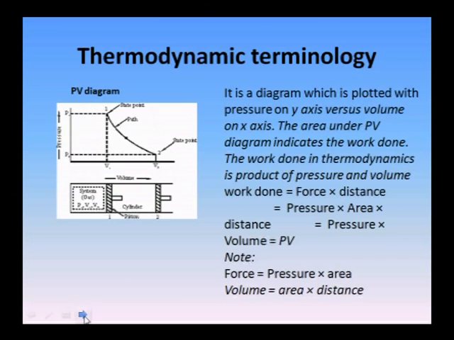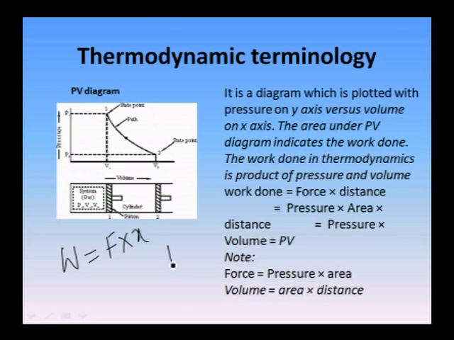Next, if you want to understand the properties of a thermodynamic fluid, it is necessary for us to know the terminology used in thermodynamics. The first and most important basic thing is the PV diagram. What do you mean by PV diagram? It is a diagram plotted with pressure on the y axis versus volume on the x axis. The area under the PV diagram indicates the work done. The work done in thermodynamics is the product of pressure and volume. In engineering mechanics, work done is equal to force into distance.